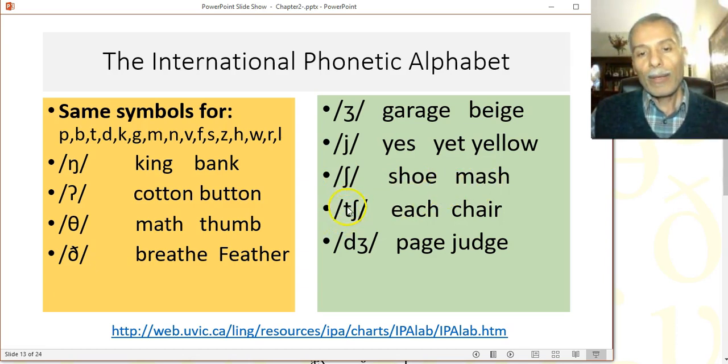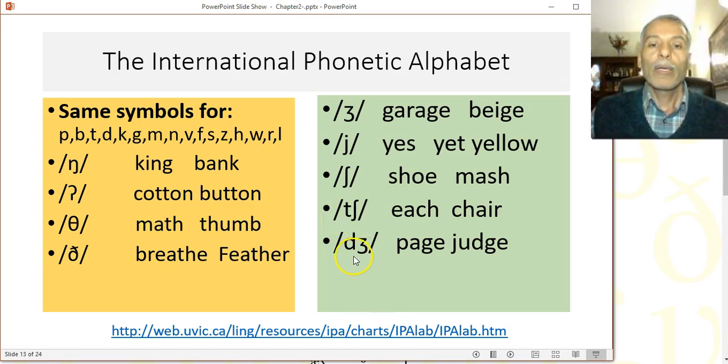When you combine t with sh, you get ch. It's a single sound, a single phoneme. So you say each, or you say chair, or you say catch. So that is a single sound. Typically, the letters ch produce that sound.